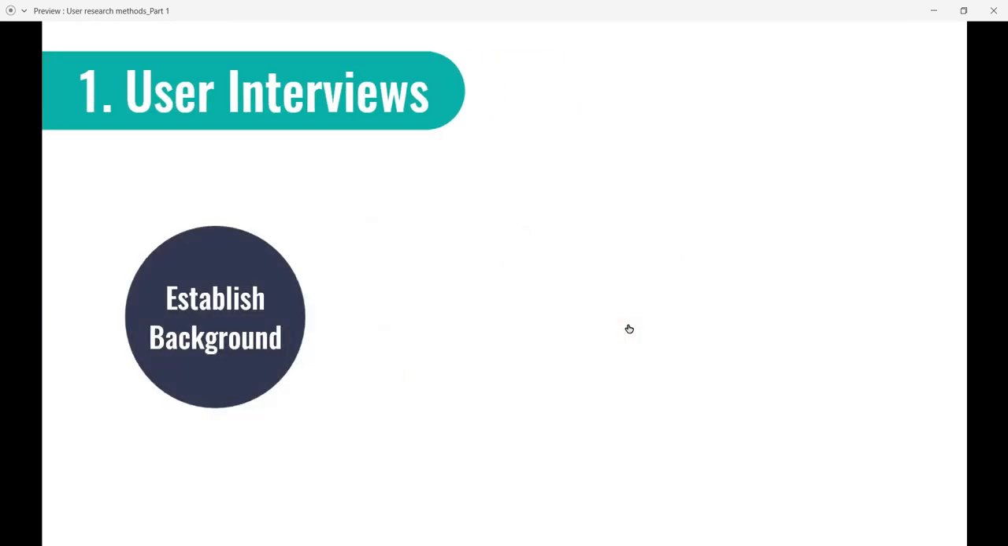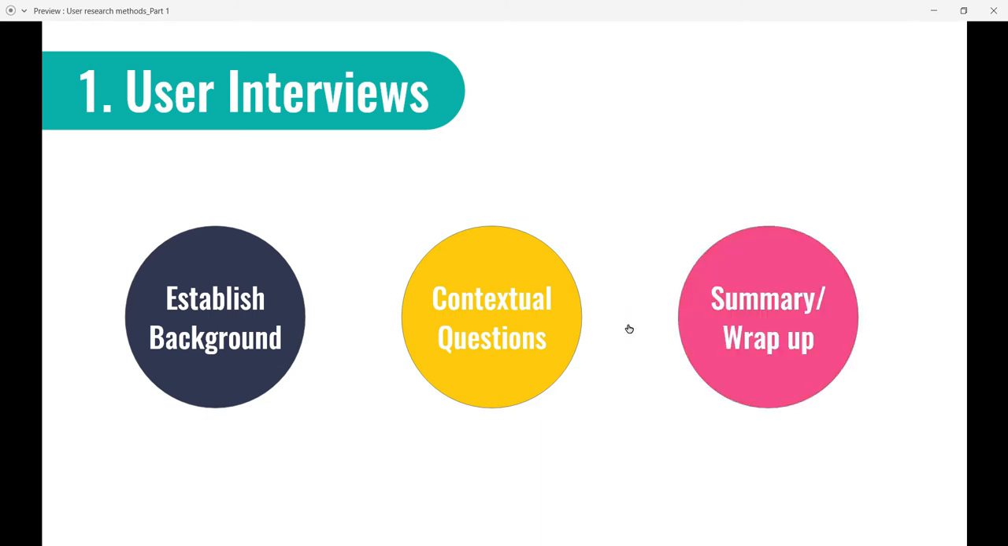So here are the three basic rules that we need to follow in user interviews. First one is establishing the background of the user interview. This is a very important step: setting the background, setting the context, setting the requirements of the user interview. That is the most important thing you should start with. Second would be the contextual questions pertaining to the user interviews. So we should be prepared with the questions that we are asking. And third one, once we gather the data based on the contextual questions and answers, we create a summary or we wrap up the user interview process.